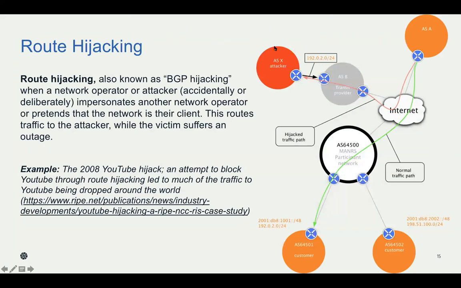But if an attacker, this network X, all of a sudden starts announcing the same prefix, or even more effective, a more specific prefix of that network, and the provider B believes them, that's how the traffic will start flowing. And that will cause significant distortion of traffic. Well, depending of course on the prefix, depending of course on the propagation scope of that prefix in the internet.